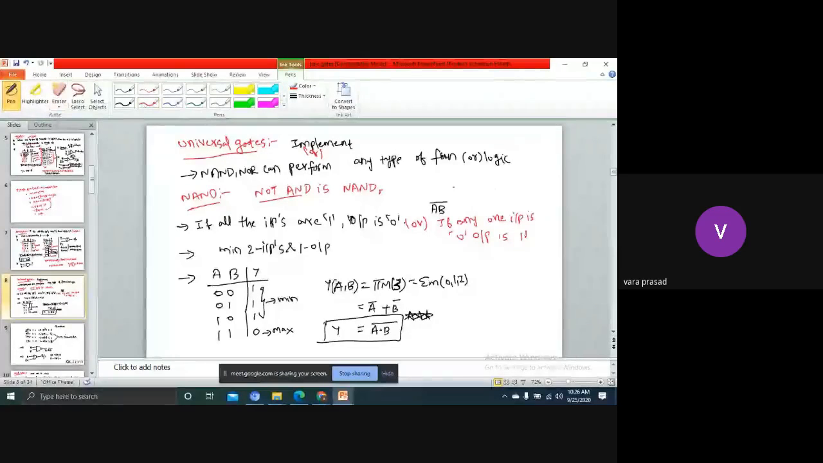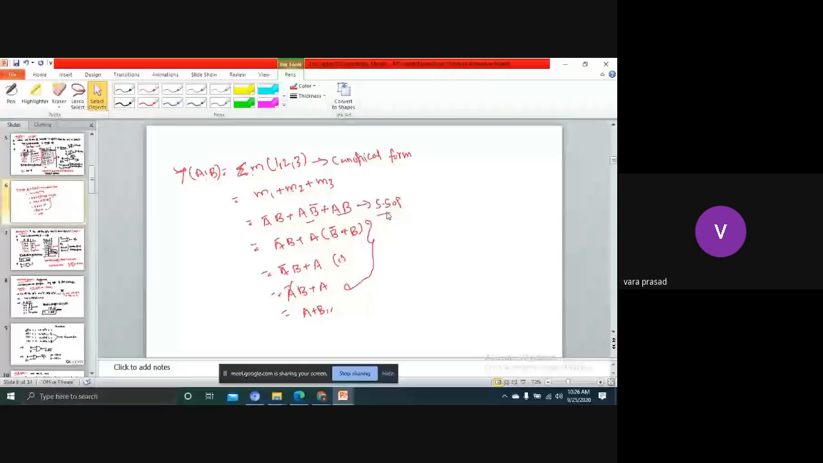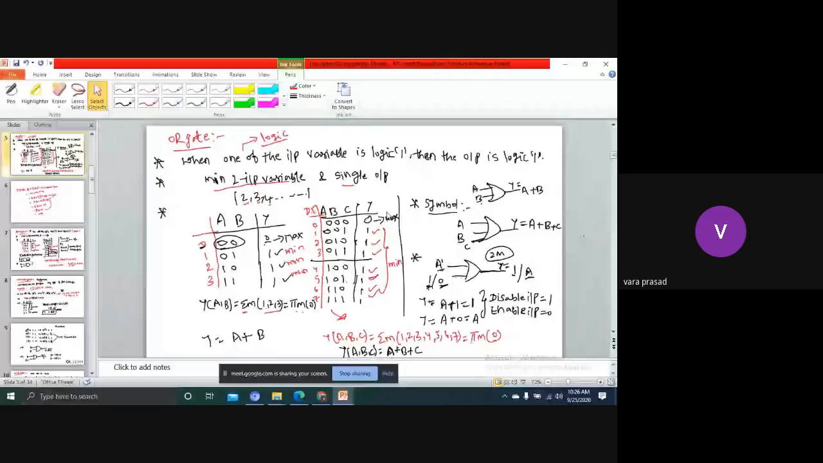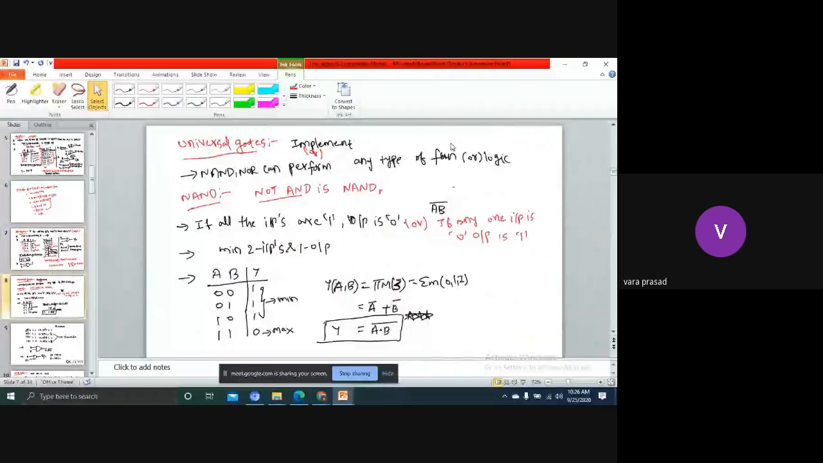Since it is the opposite of AND, if all the inputs are 1, output is 0. What did I say for AND? If all the inputs are 1, then output is 1. NAND is the opposite: if all the inputs are 1, then output is 0. Here also there are minimum 2 inputs and 1 output, A and B. We just discussed the AND gate, now the opposite: when 1 1, output is 0, and for the remaining combinations we get 1.